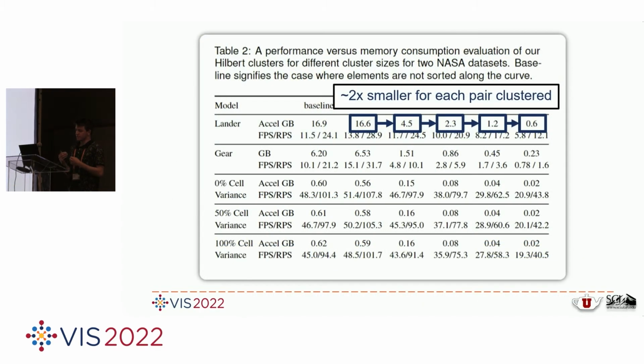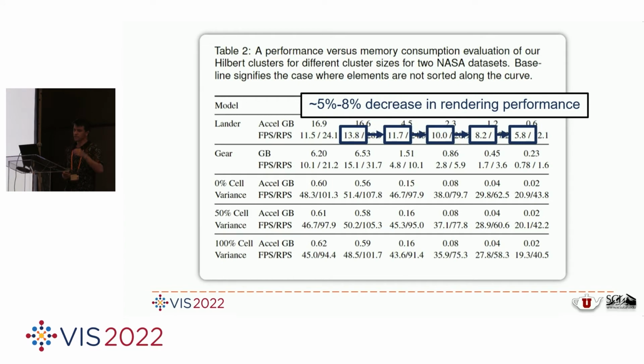We also studied the effects of pairing elements together at the leaves of our tree and how that reduces memory consumption and affects rendering performance. And we see that whenever you pair elements together or clusters together, that saves you about a 2x in terms of memory consumption. So we're going from 16 gigs down to 4, down to 2. And for every time that we do this, we see about a 5% to an 8% hit to rendering performance. But when you have interactive rendering, this is a worthy trade-off.